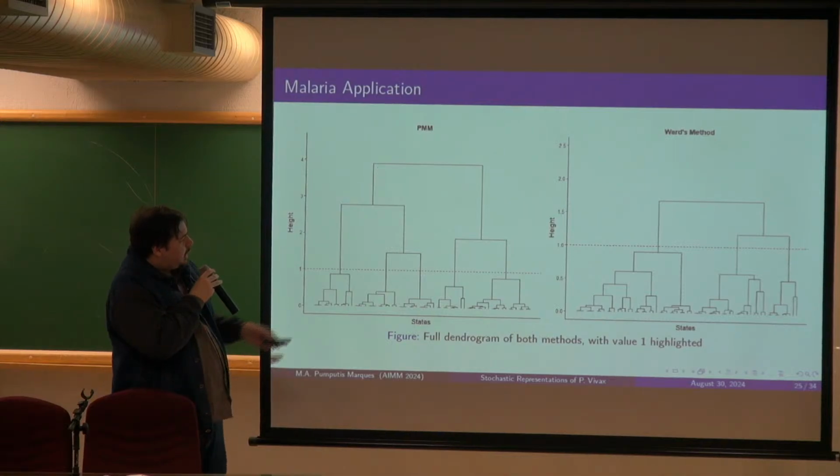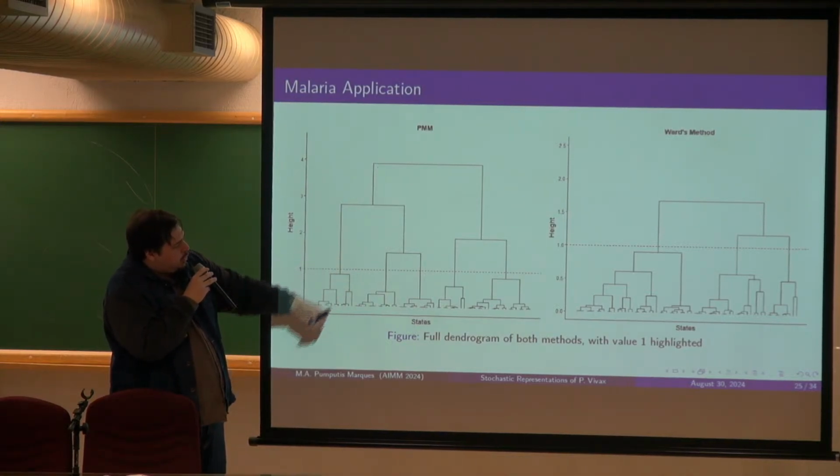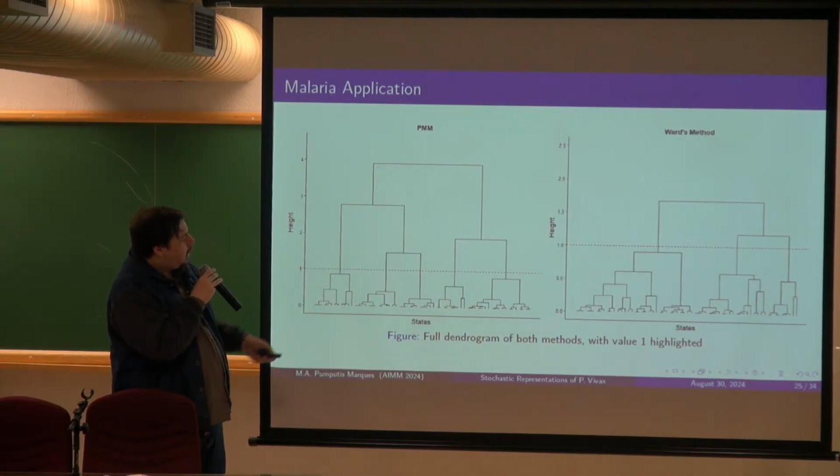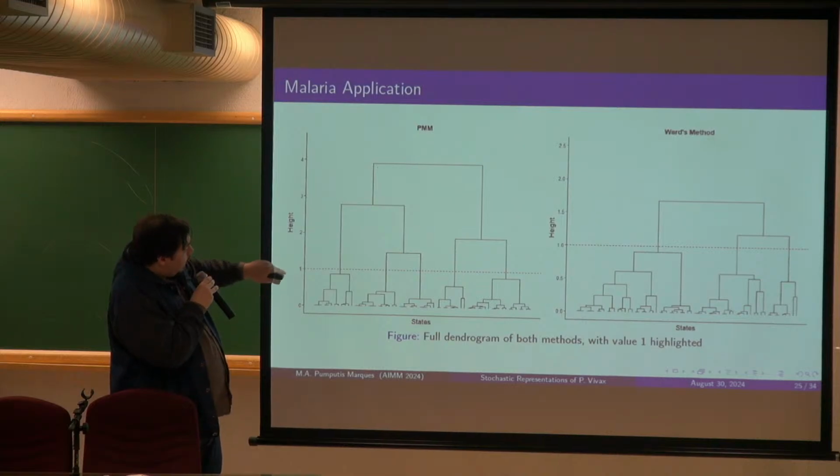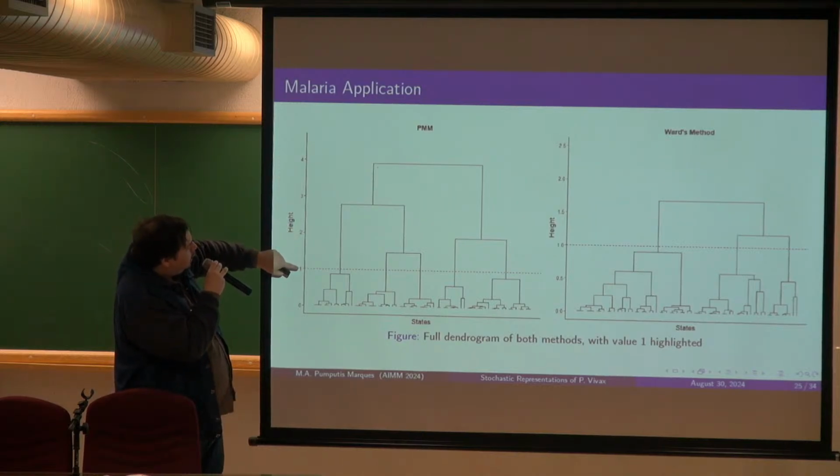So we can see here that Ward's method had 3 clusters, right? And here PMM had 5. So in the next slide, I'm going to show it in more detail. Okay? And it's interesting to see that for further agglomerations, right, for further merges, we are going to have to increase the value of the height a lot. A lot for the PMM and more or less for Ward's method.